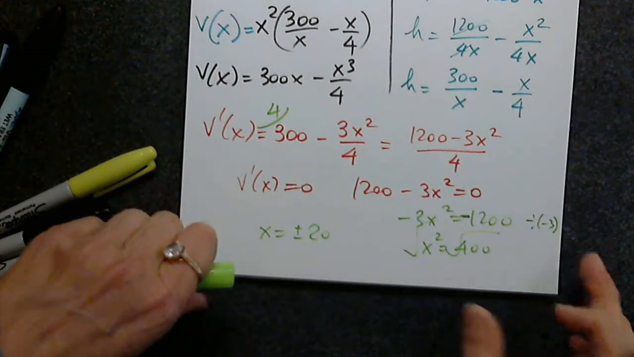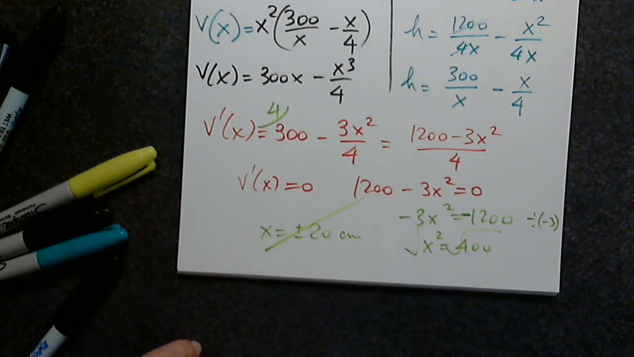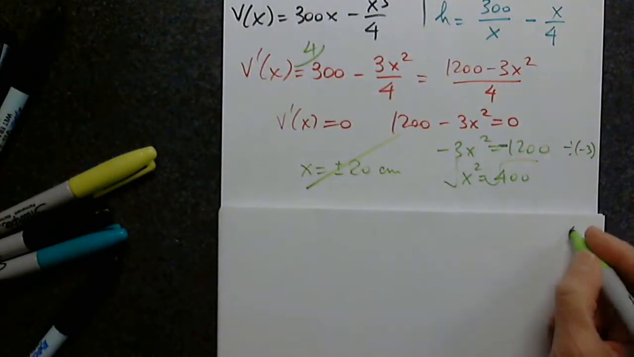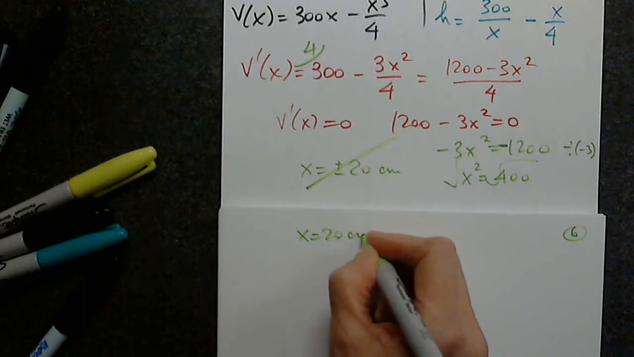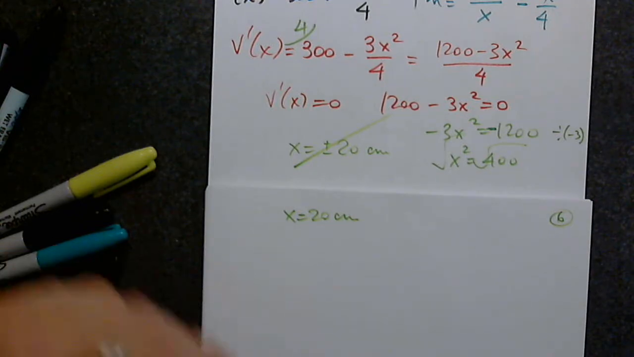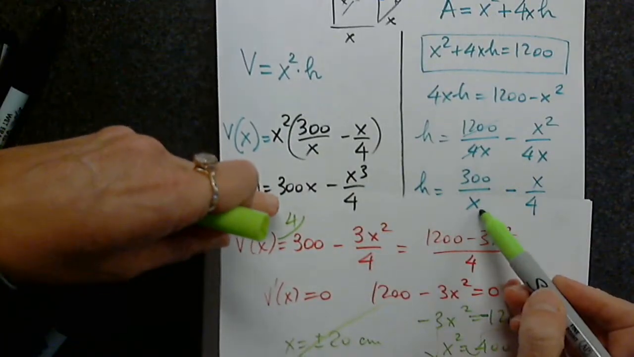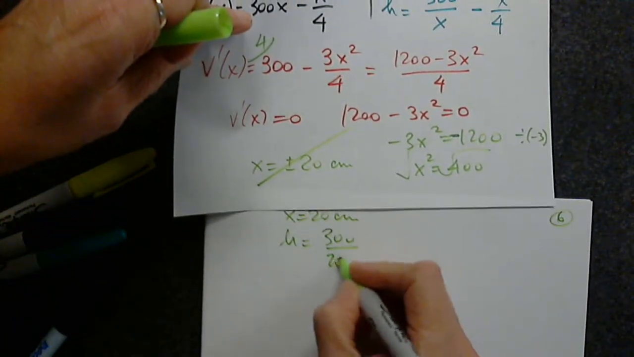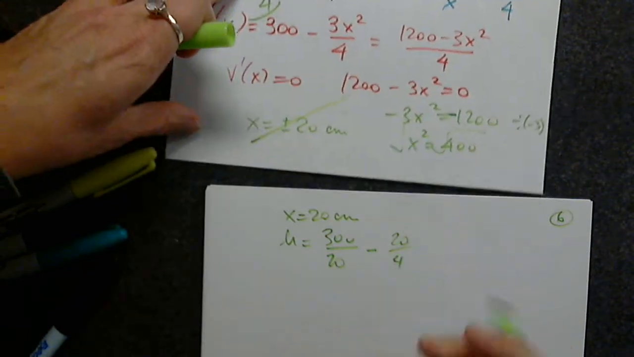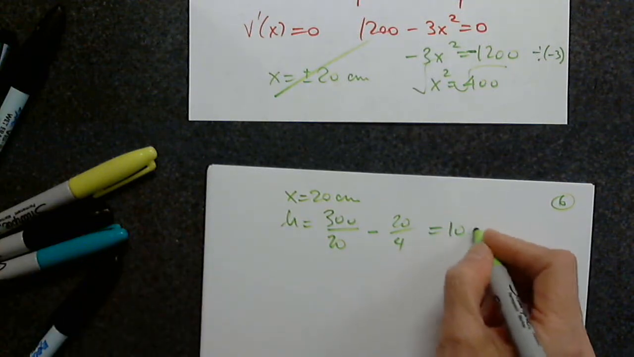And you should say not so fast, because you cannot have negative centimeters. So it has to be the positive. And I'm asking you now, is this done? And you have to say no. Because there is no guarantee that x equals 20 and h. I have to find h as well. And h is 300 over 20 minus 20 over 4. So this is 15 minus 5, so this is 10.